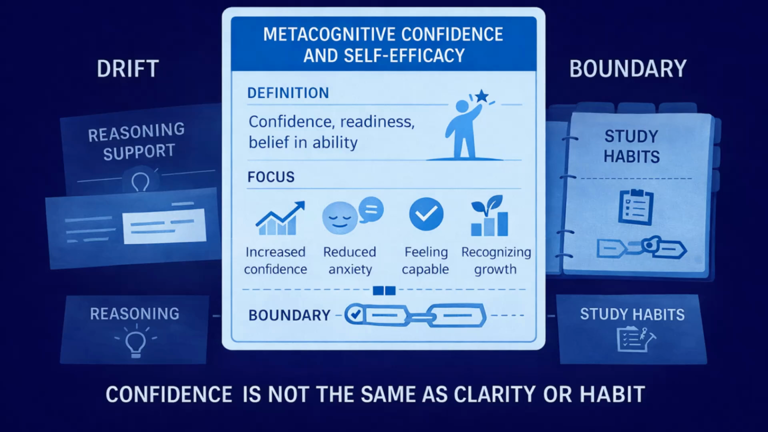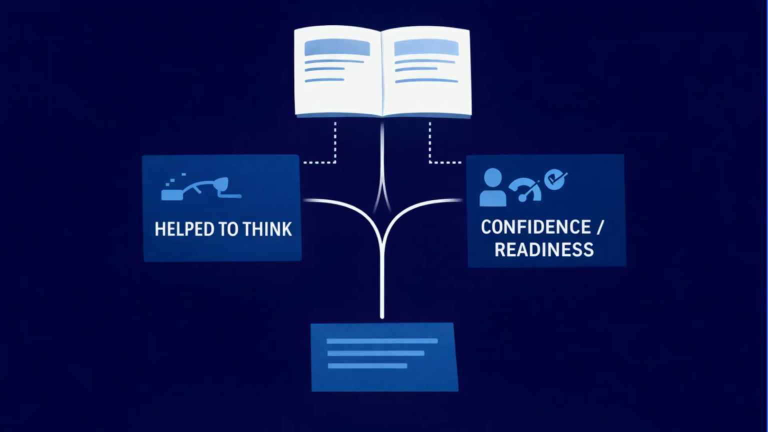Its boundary notes would distinguish it from nearby codes by clarifying that if a statement is really about understanding or clarity, it belongs somewhere else, while if it is really about a change in study habits, it may need to be paired with another code. The difference matters. One code captures how the learner was helped to think. The other captures how the learner understood their own confidence or readiness. The codebook works because it makes that difference visible before the coding decision is made.